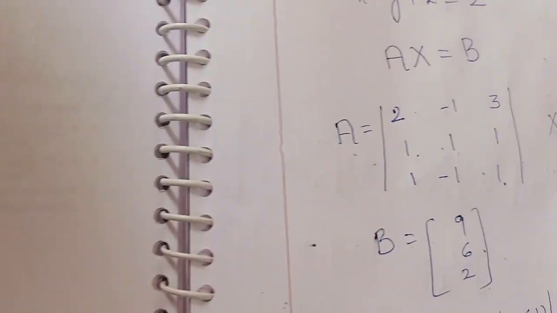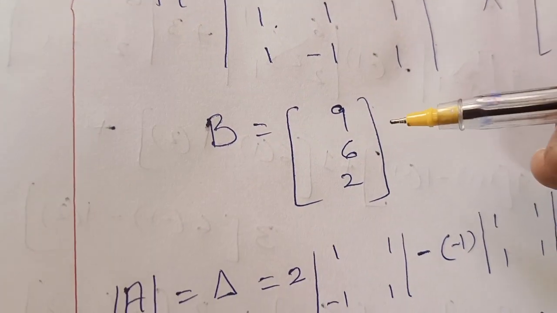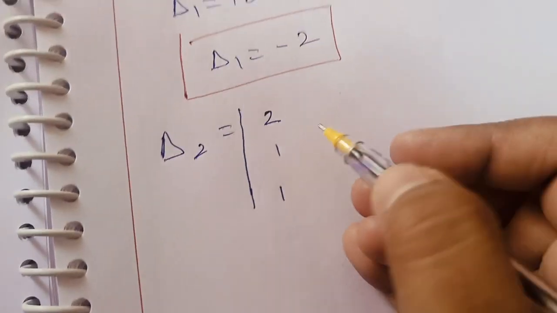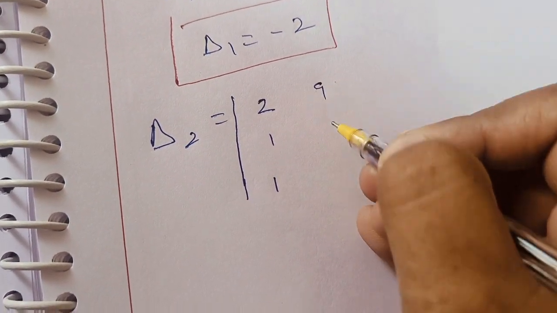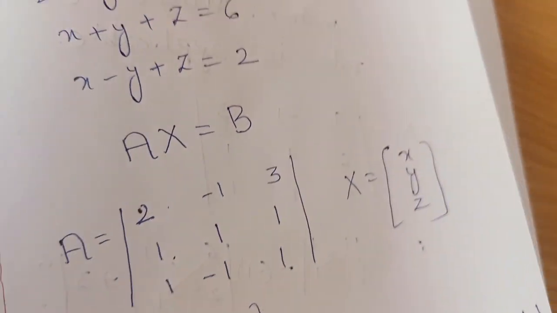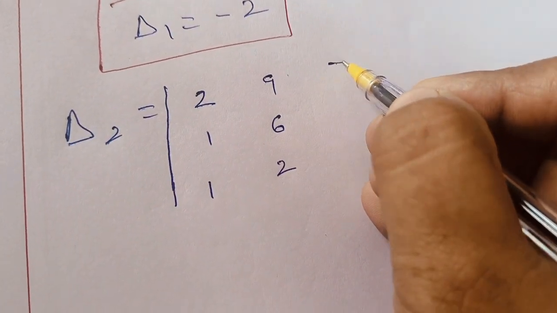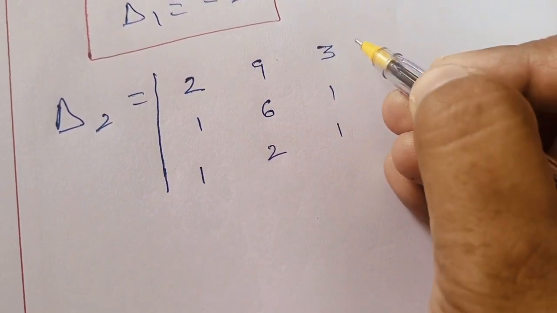Now second column minus 1, 1, minus 1 is replaced by 9, 6, 2. Here we will write in place of second column 9, 6, 2. Third column is 3, 1, 1. 3, 1, 1.